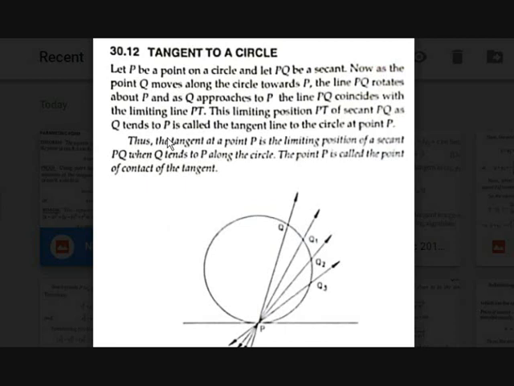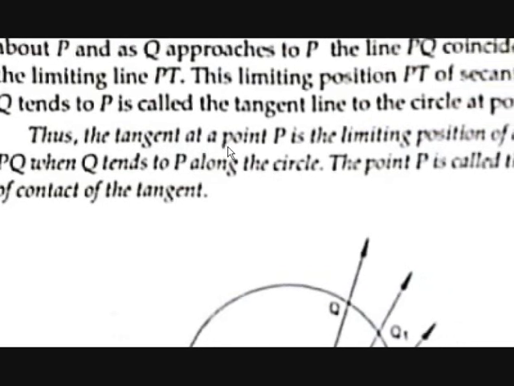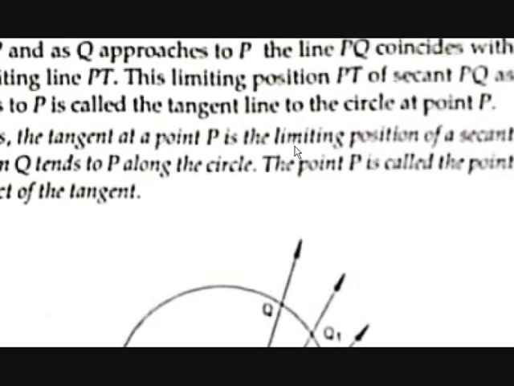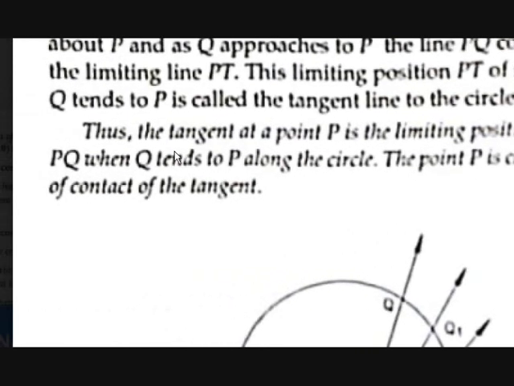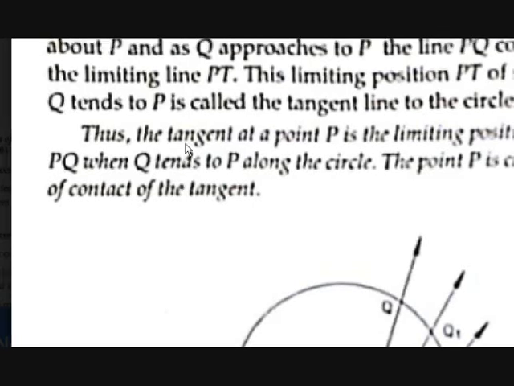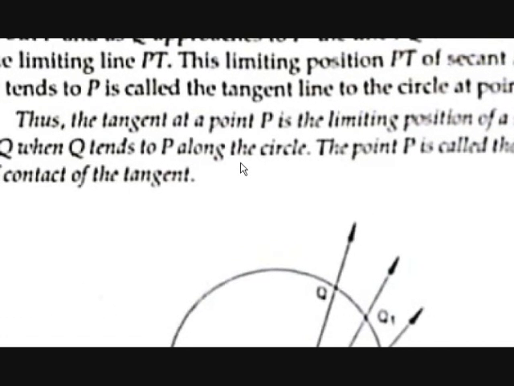And if you want to say that in a sentence, you can say that the tangent at point P is the limiting position, means we are approaching the position, right? So we can say the limiting position of a secant PQ, where Q tends to P along the circle, means on the circle. And the point P is called the point of contact of the tangent. And we will just call it the tangent at point P, as it passes through the point P. This is how you can say it in a sentence.